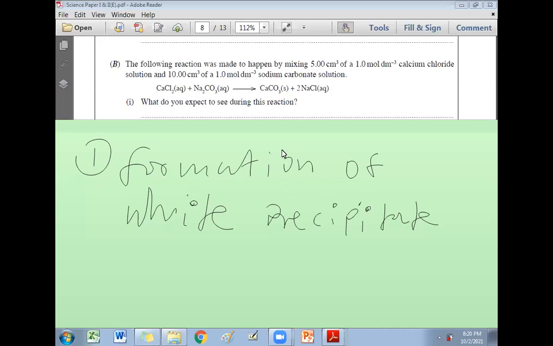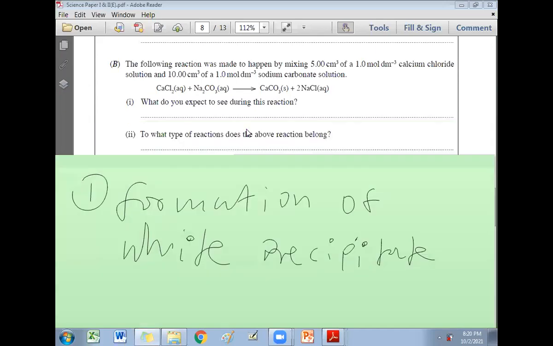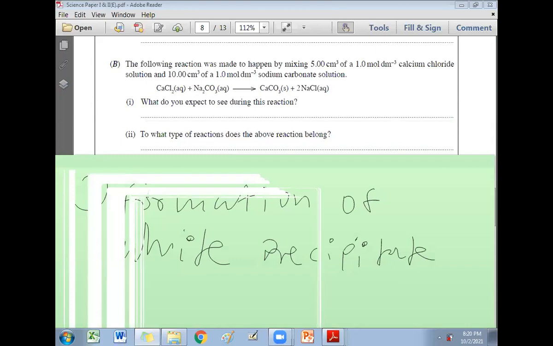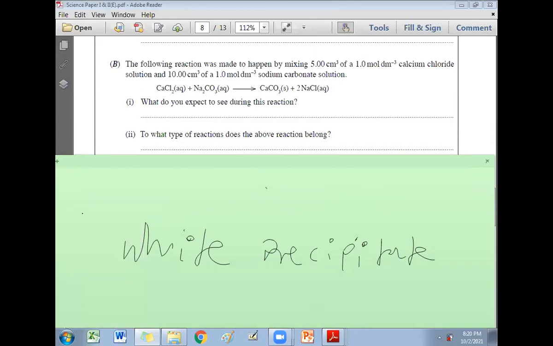Part 2, I'll erase the screen now. Next one, the answer. What type of reaction does the above reaction belong to? Okay, yes, Dion, what is the answer? Double displacement reaction. Very good. So for part 2, the answer will be double displacement reaction.